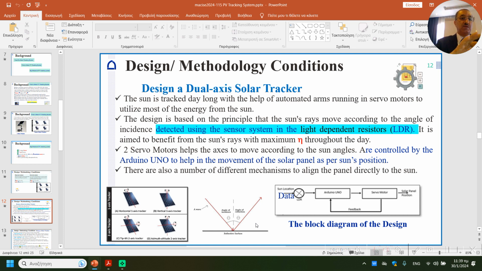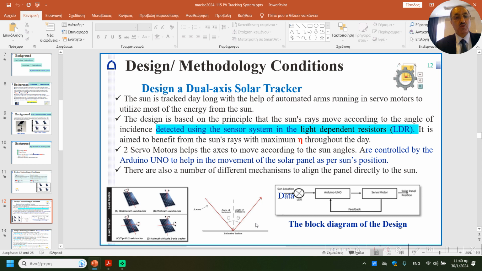The principle again: it has some sensors, and it will track the motion of the sun all over the year, because the sun is tracked all day long with the help of an automated arm running on servo motors to utilize most of the energy from the sun. The design is based on the principle that the sun's rays move according to the angle of incidence, which is the angle of the sun over the earth, detected using the sensor, a light dependent resistor. It is aimed to benefit from the sun's rays with maximum efficiency throughout the day.